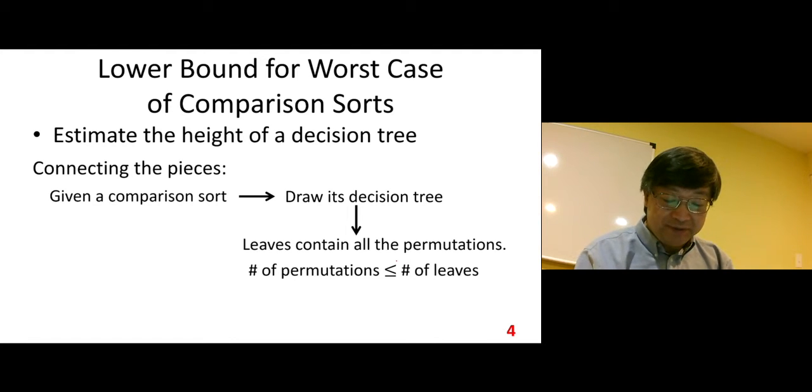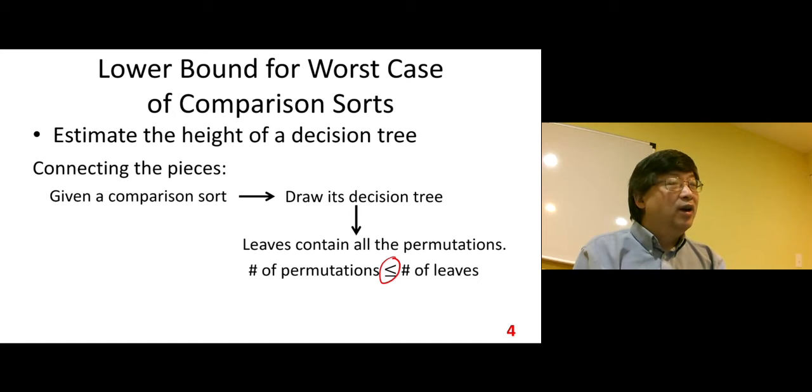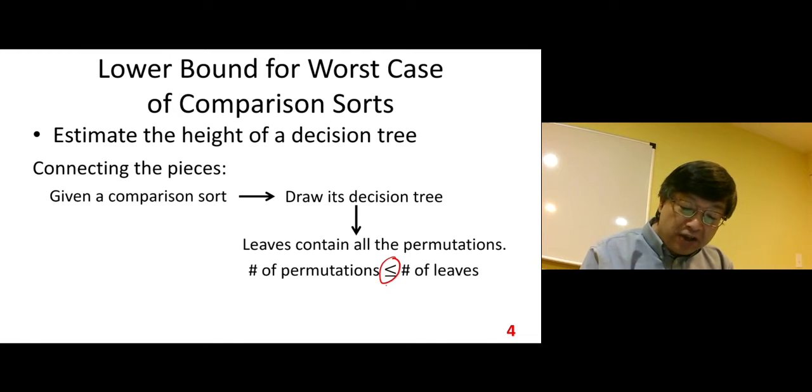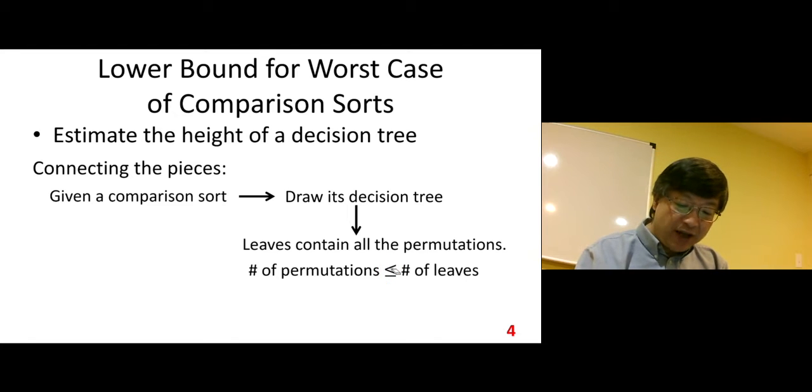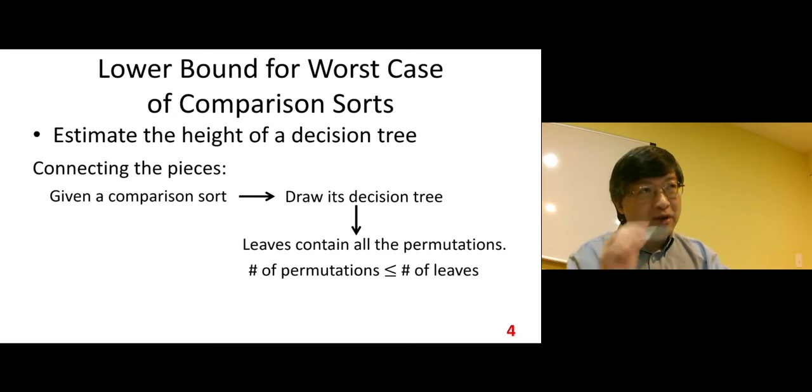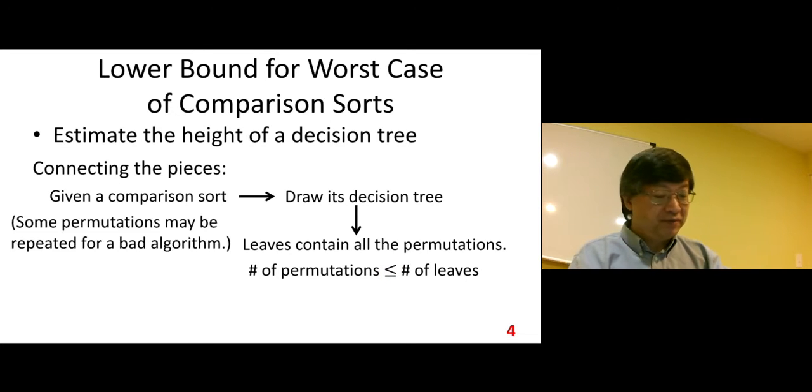Less than or equal to. Okay? Why less than or equal to? Why is it not exactly equal? The argument is like this: it could be strictly less. Why is that? That is based on another observation.